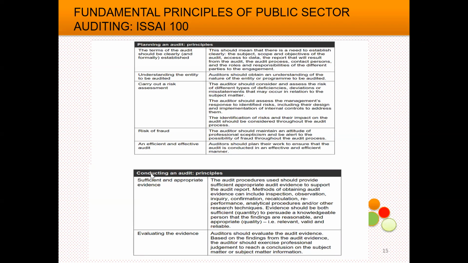you have sufficient and appropriate evidence. You are conducting the audit, so you need evidence, right? And we talked about sufficiency of the audit and appropriateness. Sufficient is quantity, appropriate is quality.